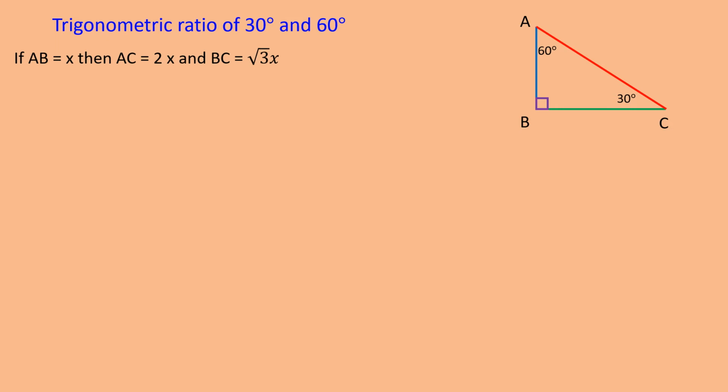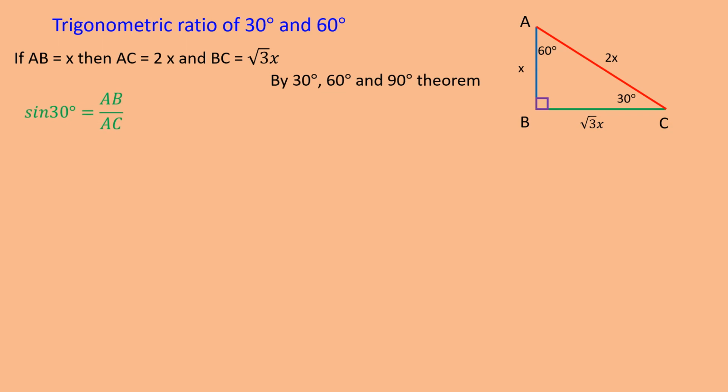Now we have also learned that if the triangle is a right angle triangle and the other two angles are 30 degree and 60 degree, then we know that the side opposite to 30 degree is half of the hypotenuse. So if I take AB, which is opposite to 30 degree, is x, then AC will become 2x and BC will become root 3x by 30, 60, 90 degree theorem. The values are there on the sides.